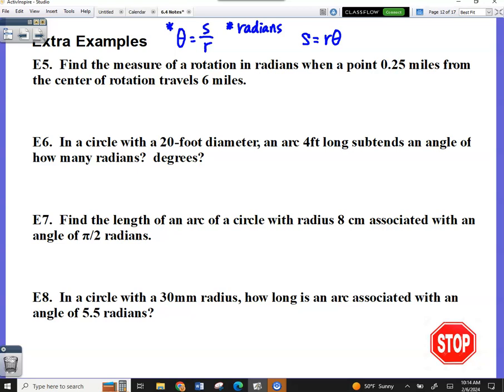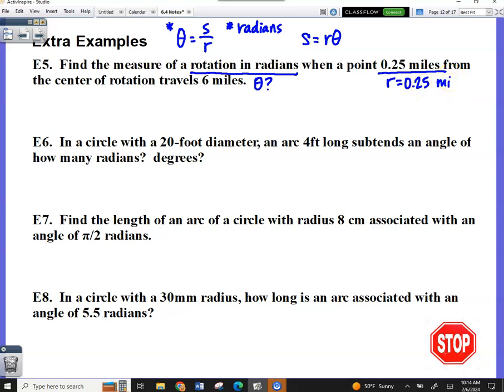Did y'all hit 24? Yes. All right, so find the measure of rotation in radians. The rotation in radians tells me I'm looking for what? This is my clue that I'm looking for theta. They say a point 0.25 miles from the center. That's your what? That's your R. We'll put MI.